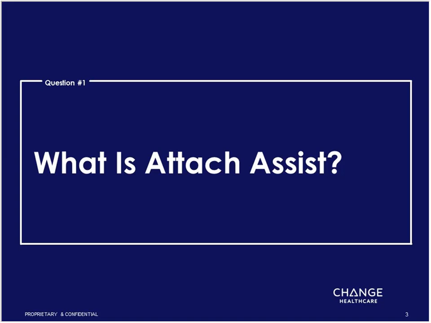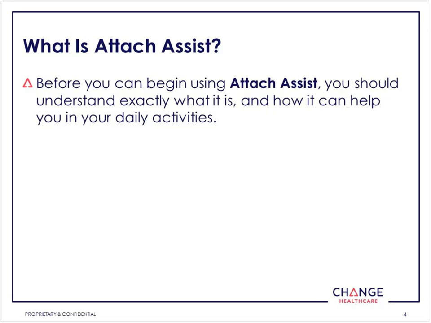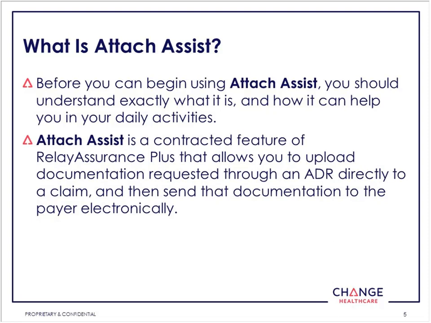So what is Attach Assist? As I mentioned earlier, Attach Assist is a contracted item. We want to understand what the actual functionality is and how it can benefit you in your daily processes. What happens is you'll receive an ADR, which may be requesting more documentation or more information for a particular claim. Attach Assist allows you to upload that attachment in response to that ADR, and send that information electronically versus sending it via snail mail or paper mail.